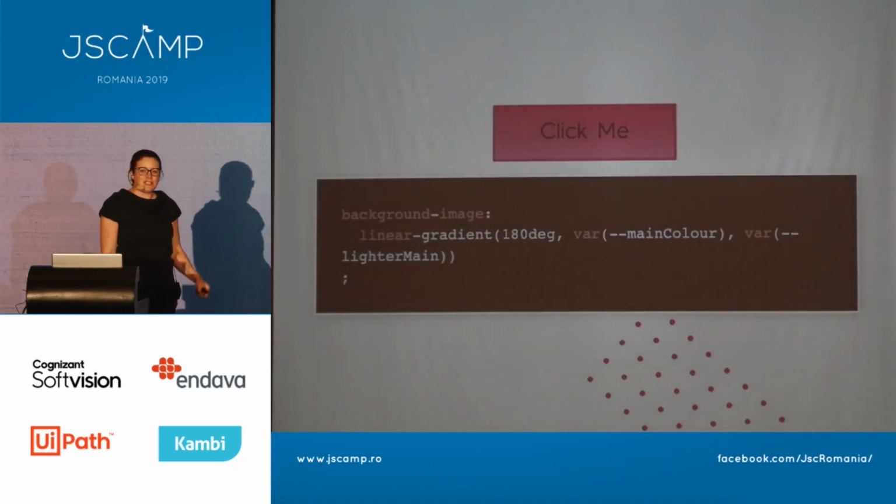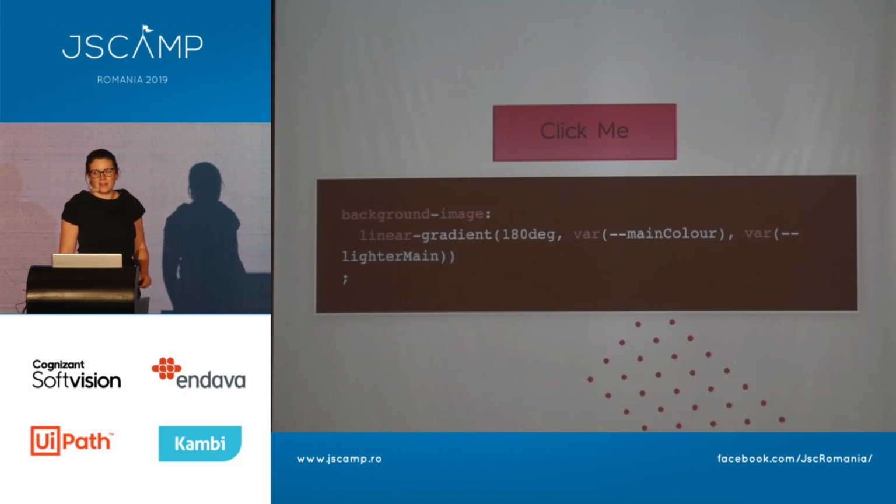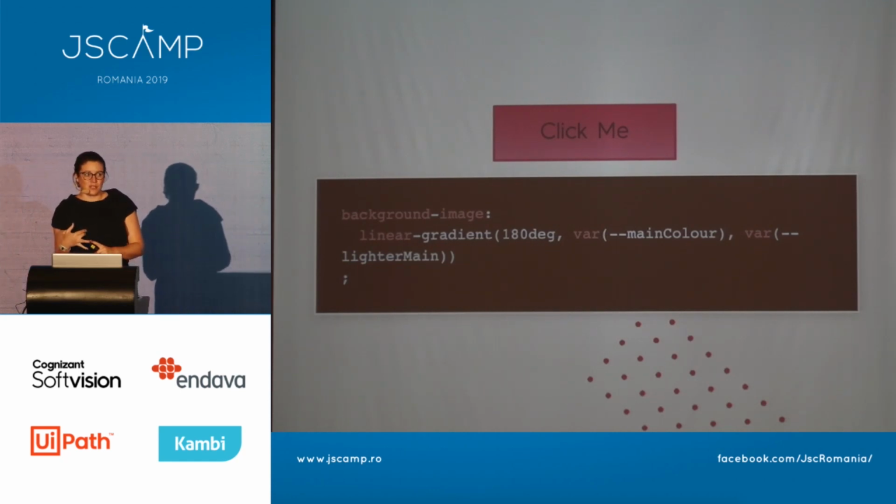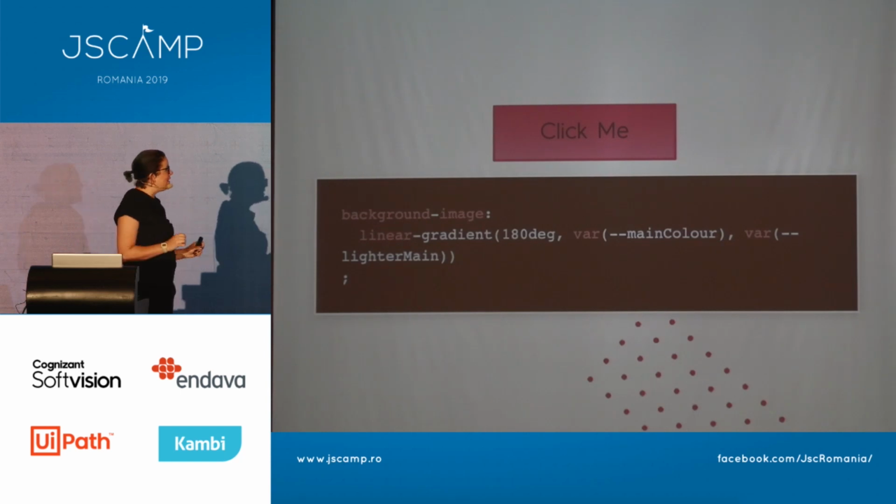This background image that I've got for the button is a linear gradient. It's not one flat color. So I've actually got the main color at the top, and I've got a lighter color at the bottom. This isn't properties and values quite yet, by the way.